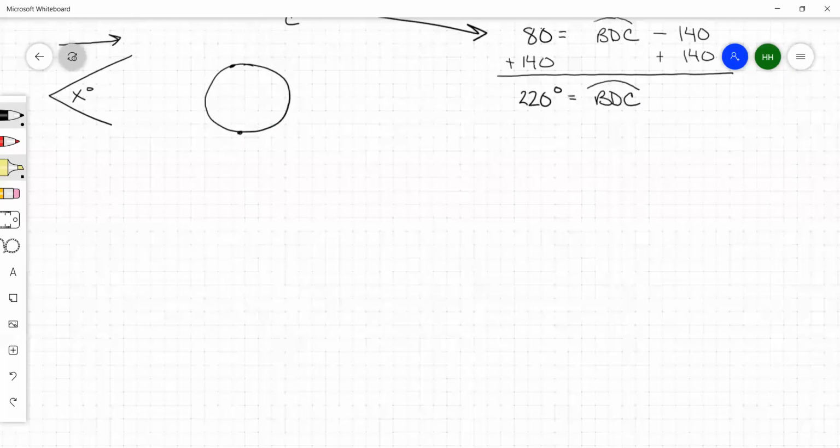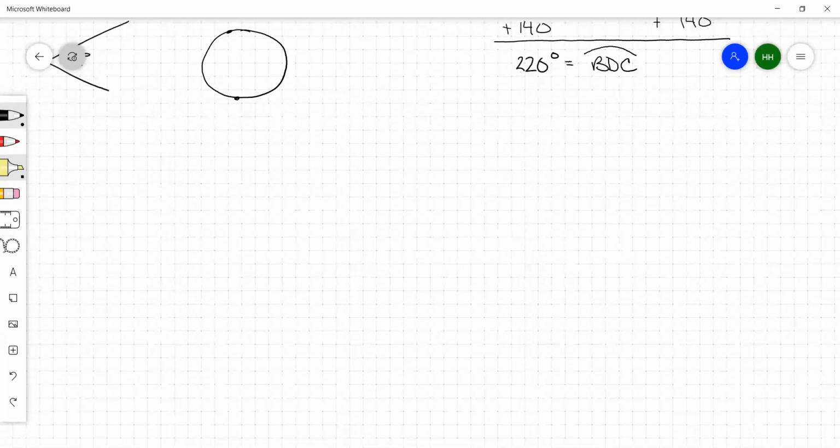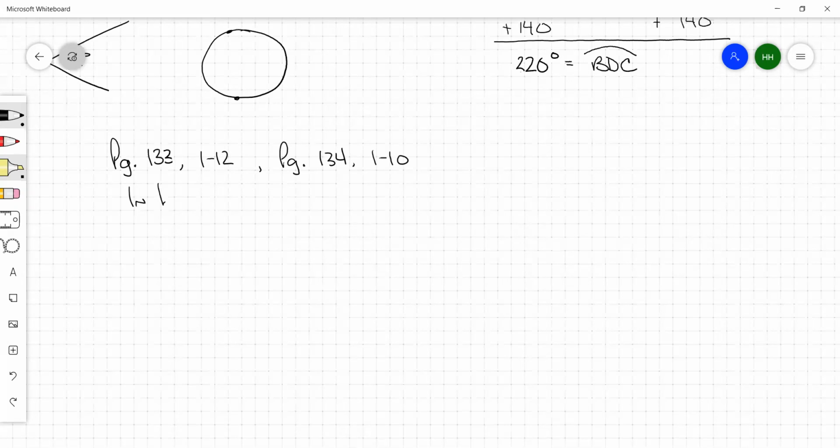All right, so your assignment for today, page 133 and 134. On page 133, you got 1 through 12. On page 134, you got 1 through 10. It's going in the basket when you're done, or in the basket upon departure.